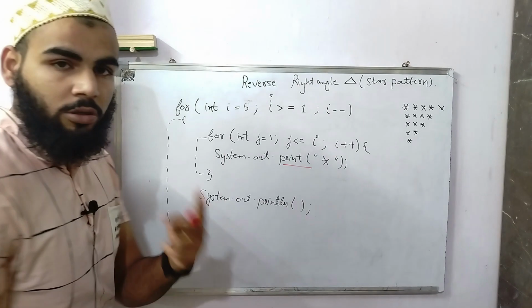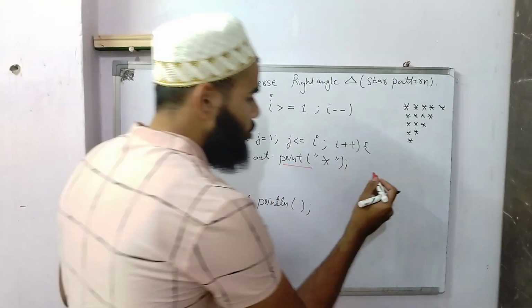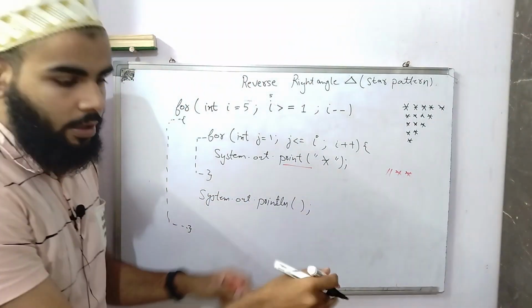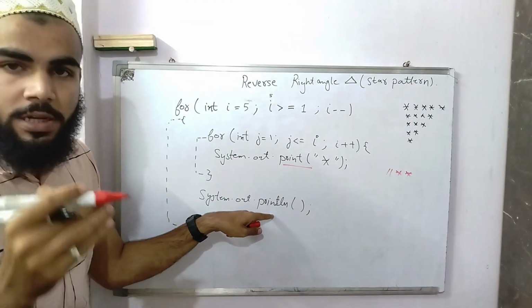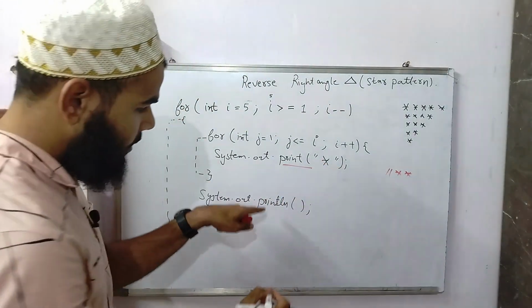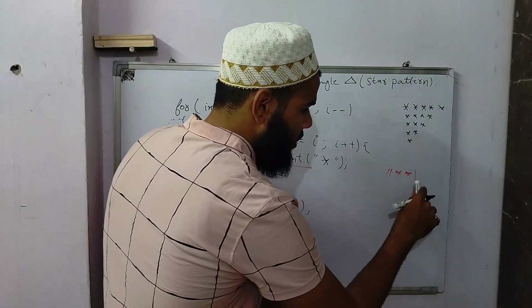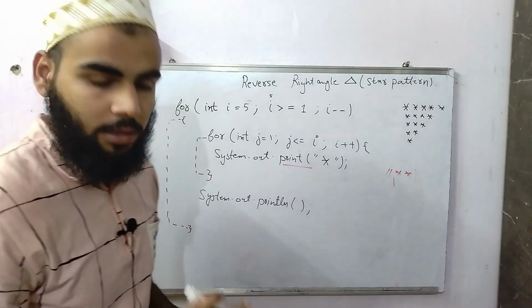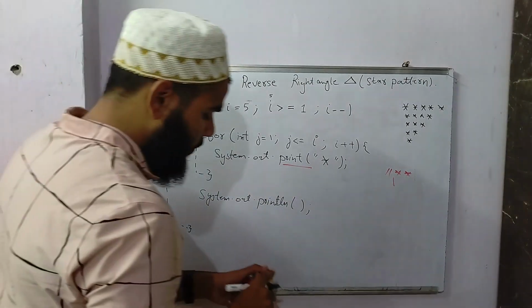If this statement is executing 2 times, we know that it will print 2 stars, but those 2 stars will come in a horizontal manner. They will not come in a vertical manner, but this println puts the cursor on the next line. So let's say if this statement executed 2 times, and after that this is executed, the cursor which was initially here will come here on the next line. It's a very important point.